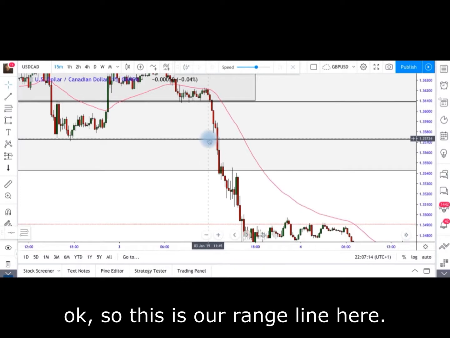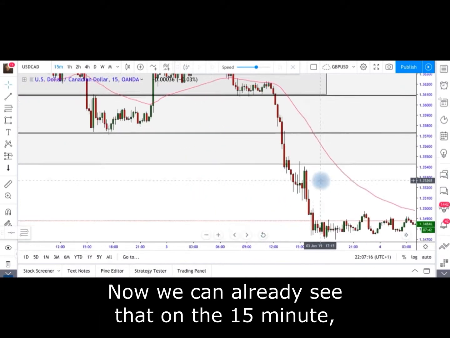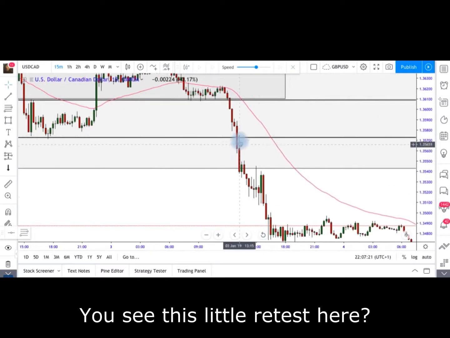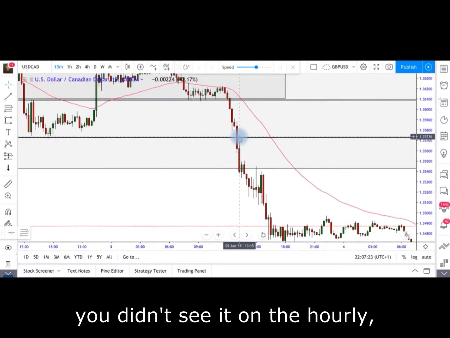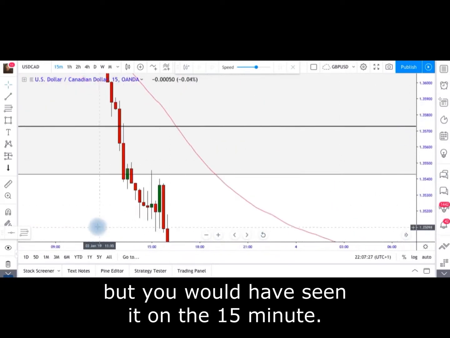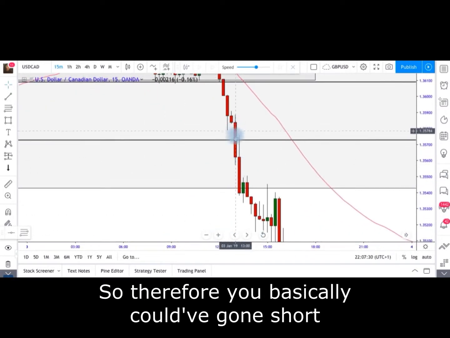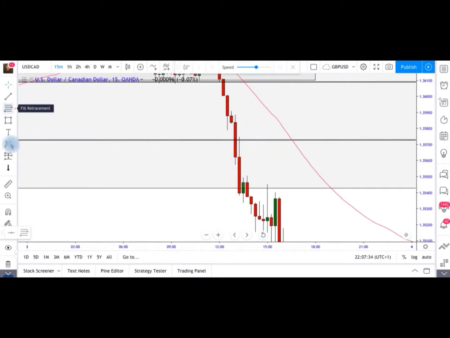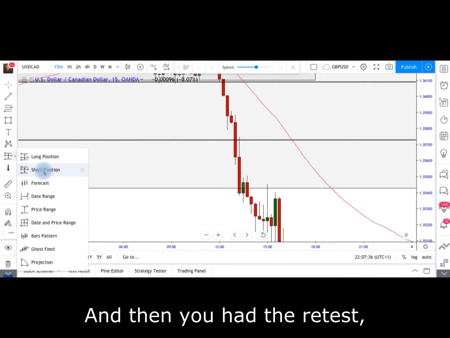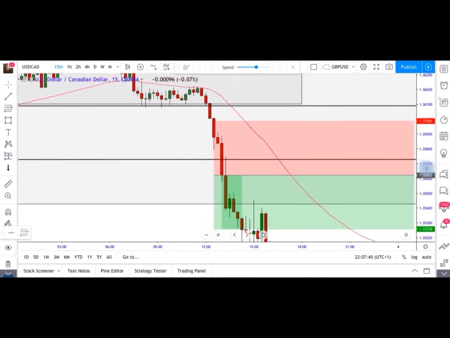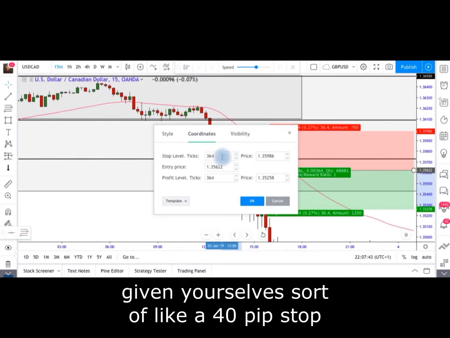Okay, so this is our range line here. Now we can already see that on the 15 minute, we did get a retest. You see this little retest here? So you didn't see that on the 4-hour, you didn't see it on the hourly, but you would have seen it on the 15 minute. So therefore you basically could have gone short on the break, on the 15 minute break of this support range. And then you had the retest. You could have basically done this, giving yourselves sort of like a 40 pip stop.